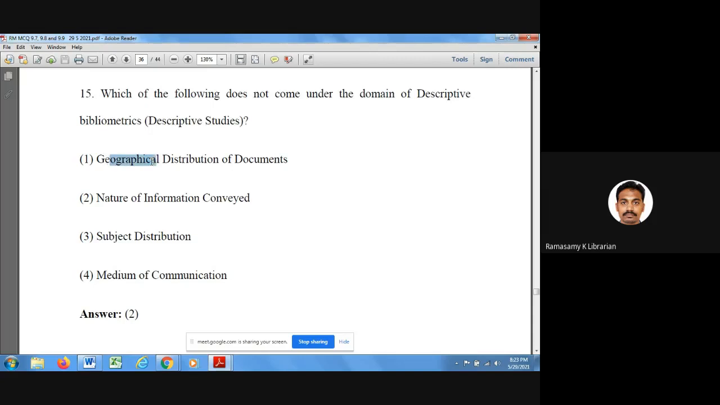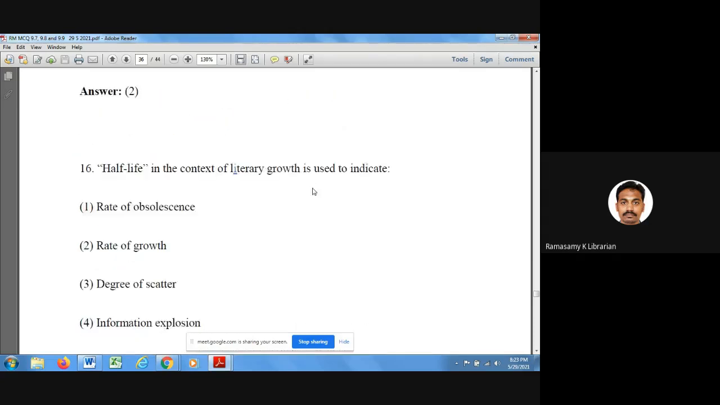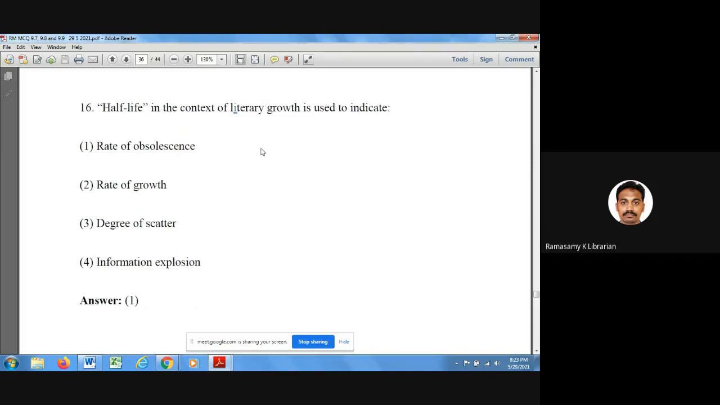So geographical distribution of documents, subject distribution, and medium. If you take one particular quantum of research output, how many journal articles, how many meeting abstracts, how many conference papers, how many editorial notes, how many letters, the different document types, they are called the medium of communication. So these are all different indicators that are used in descriptive bibliometrics. Half-life, I told you, is related to the rate of obsolescence of a particular research literature or a journal article or a journal.